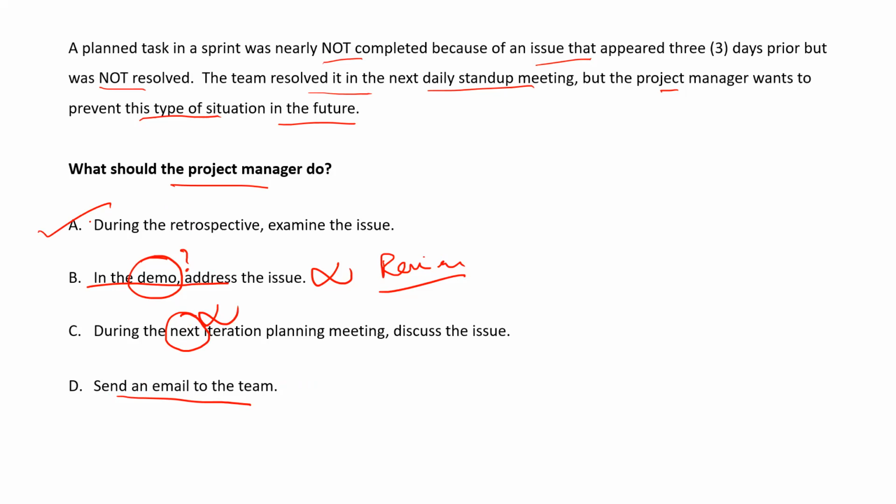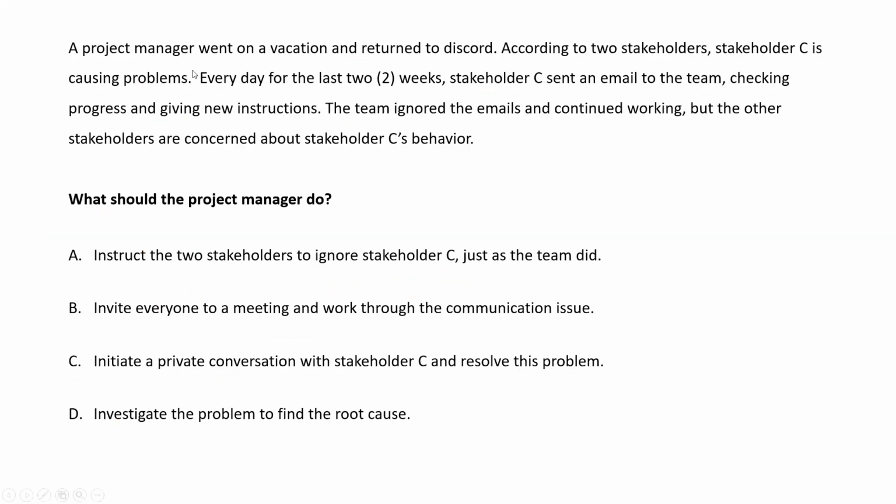Great. Let's go next. A PM went on a vacation and returned to discord according to two key stakeholders. Stakeholder C is causing problems. Every day for the last 2 weeks, stakeholder C sent an email to the team checking progress and giving new instructions. In any case, it is not allowed.